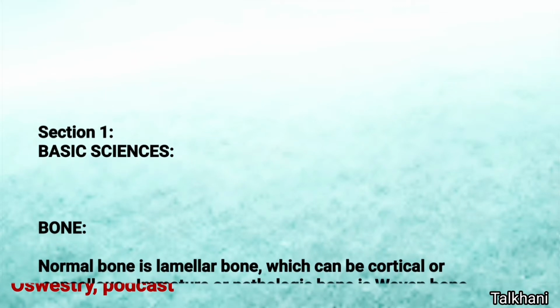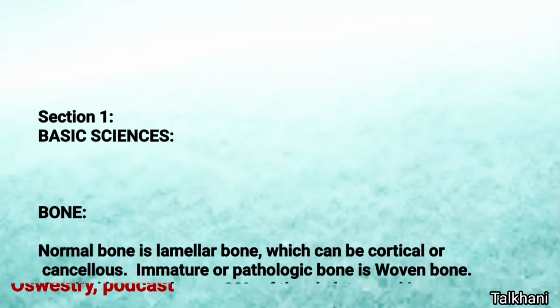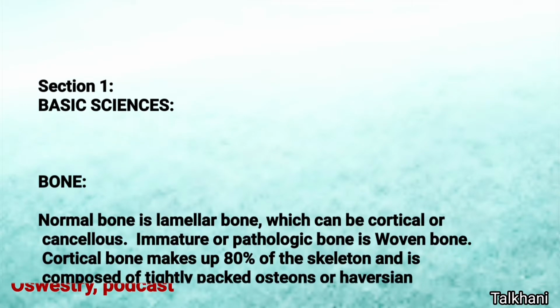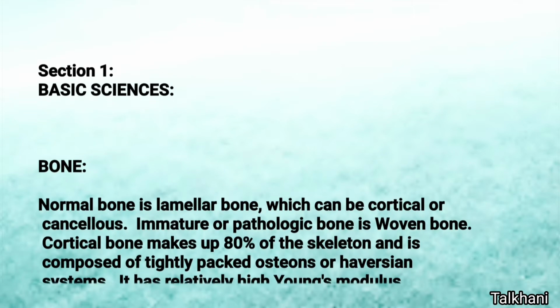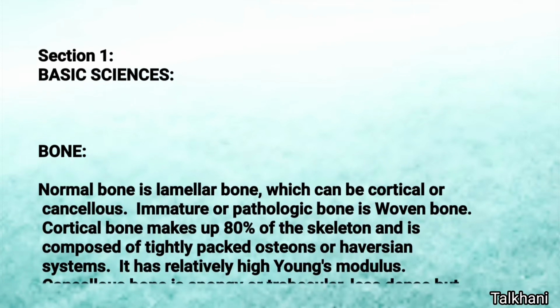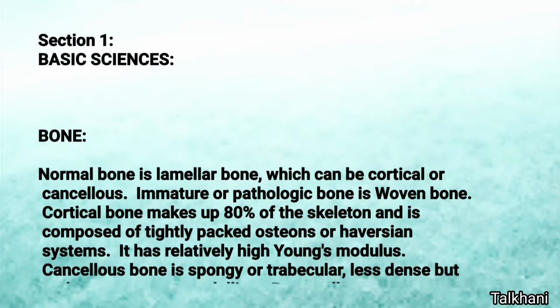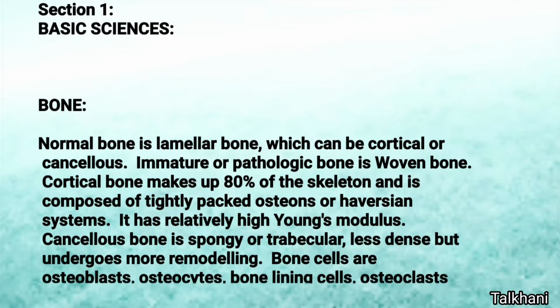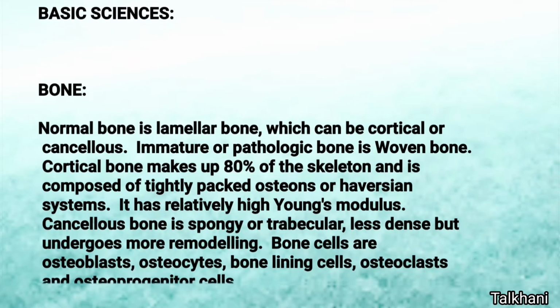Let's begin with section 1 on basic sciences. What do we know about the bone? Normal bone is lamellar bone, which can either be cortical or cancellous. Immature or pathologic bone is woven bone. Cortical bone forms about 80% of the skeleton and is composed of tightly packed osteons or Haversian system. It has a relatively high Young's modulus. Cancellous bone is spongy, trabecular, less dense, but undergoes more remodeling.